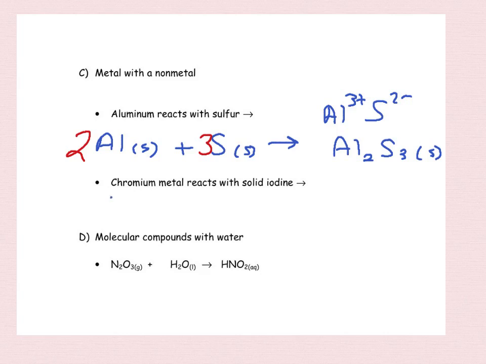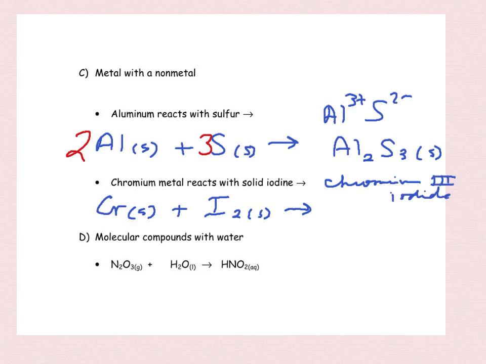Now if you take something like chromium as a metal, which is a solid, and react it with iodine, which is a diatomic, it's also a solid. The product you're going to get is going to be binary, but is it going to be chromium 2 or chromium 3? And that's where you can't guess. You'd have to be given that information. So I'm going to tell you that this particular reaction is going to be chromium 3 iodide.